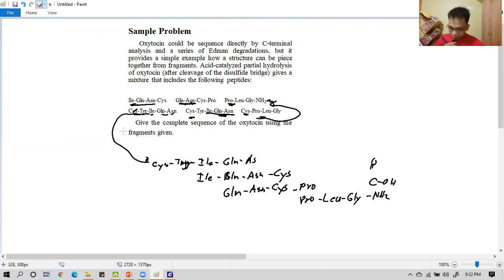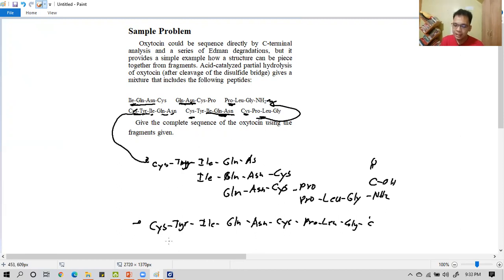So therefore, pag tugma-tugmain mo lang yan dito, the sequence of the oxytocin guys will be cis, tyrosine, isoleucine, glutamine, asparagine, cysteine, proline, leucine, glycine, and we have the C-terminus. So that's the sequence of our oxytocin in 3-letter symbol. Pero pag 1-letter symbol, ano ba yung cysteine natin? I have C, Y, I, glutamine, that is Q, asparagine, that is N, C, P, L, G. So that's the sequence of our oxytocin.